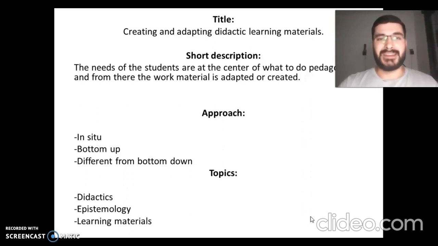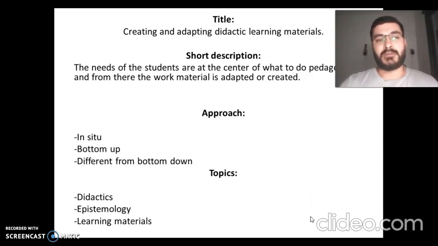When we talk about creating and adapting these didactics, these learning materials, we need to focus on the students' needs, because the needs of the students are the center of what to do pedagogically talking about. And from there, the work material will be adapted and created. For this, it is worth mentioning that the most important thing is actually the needs that the students have. And the students' needs are actually the center of the class.